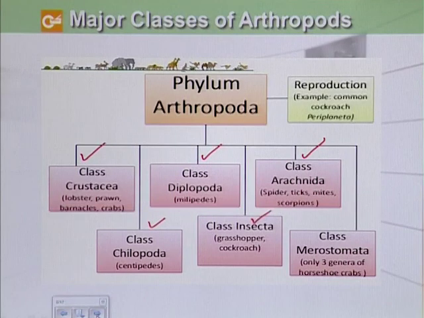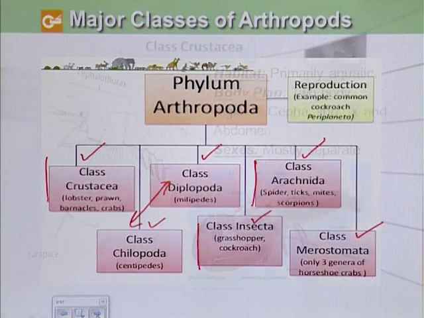we have class Insecta, which is a class of grasshoppers and cockroaches, and then class Merostomata, and in this class there are only 3 genera of horseshoe crabs. We will study class Crustacea here, and then we will study Insecta, Arachnida, and combining both of these classes, there is a class which is called Myriapoda. We will combine these two classes into one, which is called class Myriapoda.